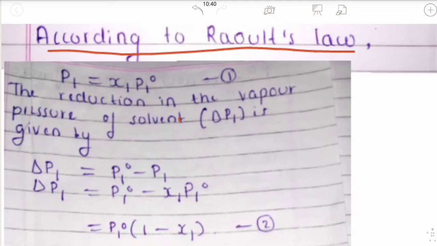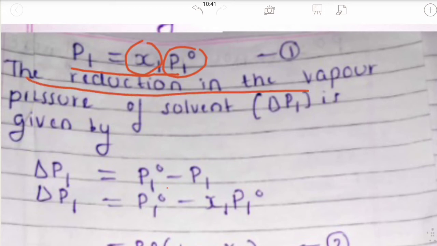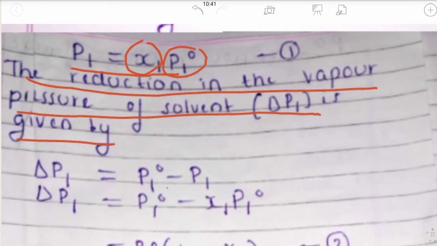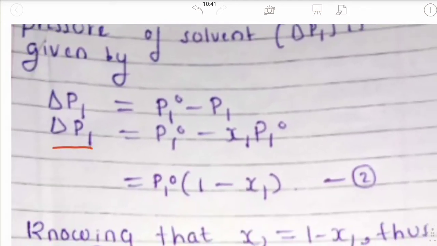According to Raoult's law, which we have already learnt in detail, P1 is equal to x1 P1 naught. P1 is the partial pressure of component 1, x1 is the mole fraction of component 1, and P1 naught is the vapor pressure of pure component 1. The reduction in the vapor pressure of the solvent, delta P1, is given by the difference. Delta P1 is equal to P1 naught minus P1, that is, delta P1 is equal to P1 naught minus x1 P1 naught.